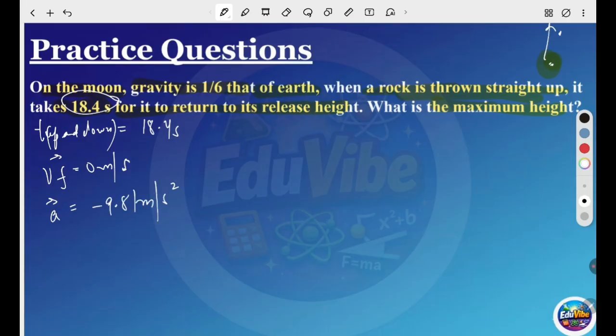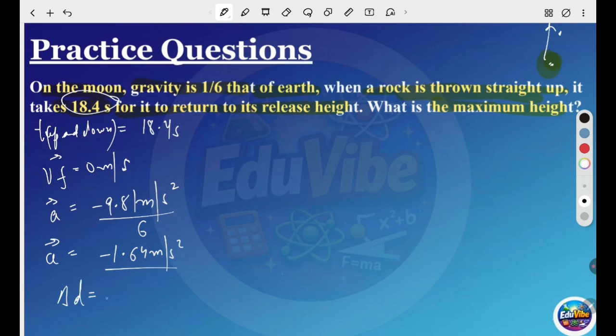Our acceleration is 9.8 meters per second squared, but this time the acceleration should be 1/6 of that, because this acceleration is from the Earth. When we throw the ball upwards, the acceleration is backwards, about minus 9.8 meters per second squared. But on the moon, we have gravity of 1/6 of this, so our acceleration is also 1/6 of this, which is about minus 1.64 meters per second squared. So this is the acceleration on the moon when we throw the ball.